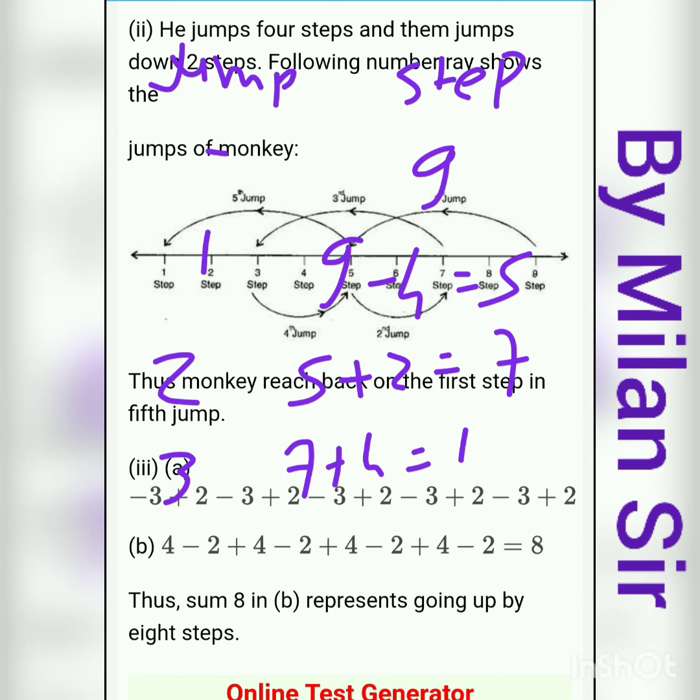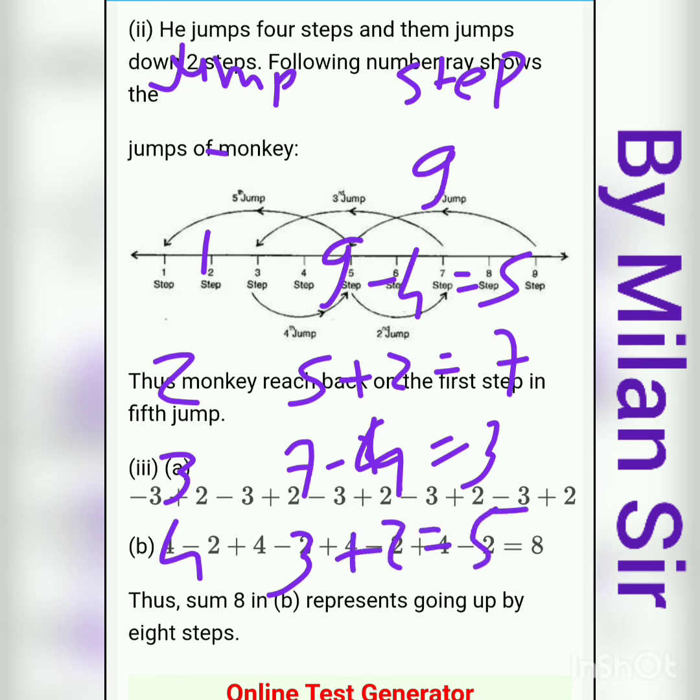Sorry, here we need to use subtraction sign, right? Because 4 steps up, that's why. So 7 minus 4, it's a 3. In fourth jump there's 3. Now 2 step down, so plus 2, it's a 5. Then in fifth step there's 5 minus 4 step up, that's why minus 4. So answer is 1. And this answer we want.